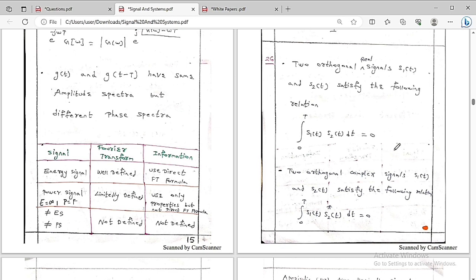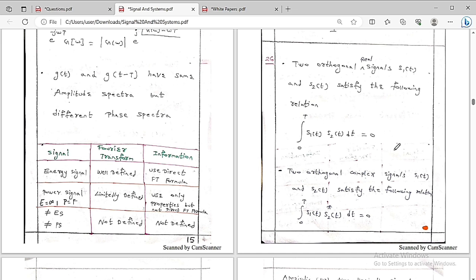I have already told you this in the class also. So listen carefully. If S1(t) and S2(t) are real orthogonal signals, the condition they satisfy is the integration from 0 to T of S1(t) times S2(t) dt is equal to 0, which means in this time period these two signals are called orthogonal signals. Similarly, if S1(t) and S2(t) are two orthogonal complex signals, then the condition they satisfy is the integration from 0 to T of S1(t) times the complex conjugate of S2(t) dt is equal to 0. This you always have to keep in your mind.